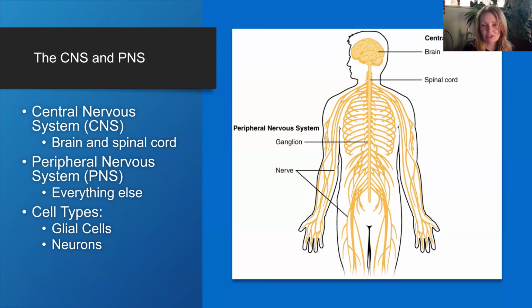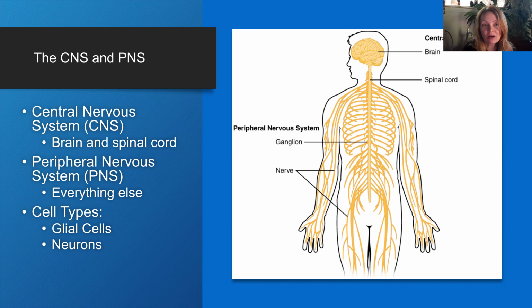PNS includes pretty much everything else. It's the accumulation of your nervous tissue outside of your brain and spinal cord, which includes organs such as nerves, cranial nerves, spinal nerves, and different sensory receptors found throughout your whole body, as well as what we call the enteric nervous system. This is the nervous tissue within your GI tract. So that pretty much covers everything else.